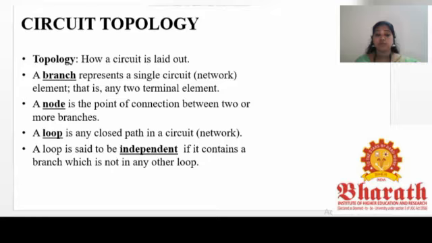Next, a loop is said to be independent if it contains a branch which is not in any other loop. That is, the elements in that loop are concerned with one particular loop alone, then we call that loop an independent loop. The elements in the loop are not connected with any other elements in the circuit. Loop is nothing but a closed path. If the elements are connected with only one closed path, then we call that loop an independent loop.